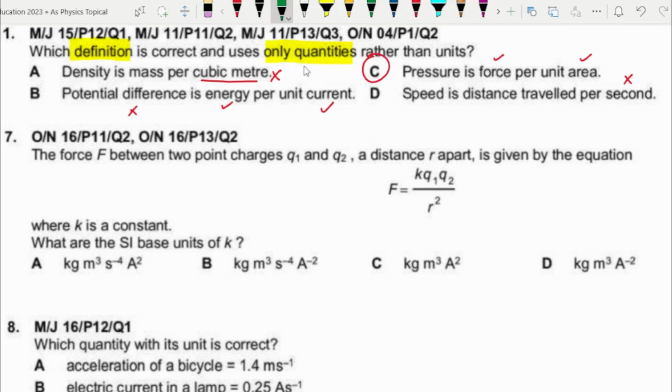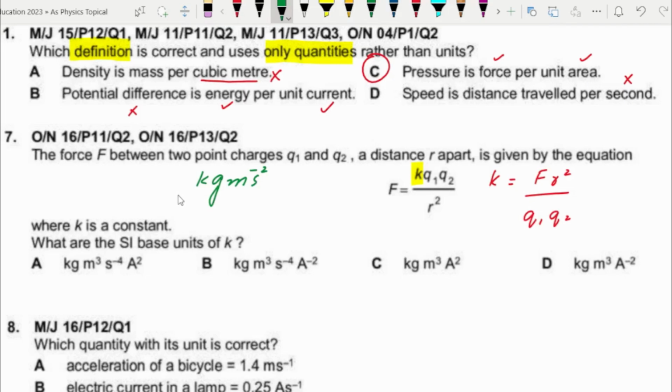So the steps I tell the students: the very first step is you make the quantity whose units they asked for your subject. So if you make K the subject, your equation would look something like this: F times r squared divided by Q1 times Q2, the product of the two charges. Afterwards, start inserting the SI base units of all the quantities in the equation. For the force, we can memorize kg m s minus 2. How do we get it? F equals ma. From there you can insert the units.